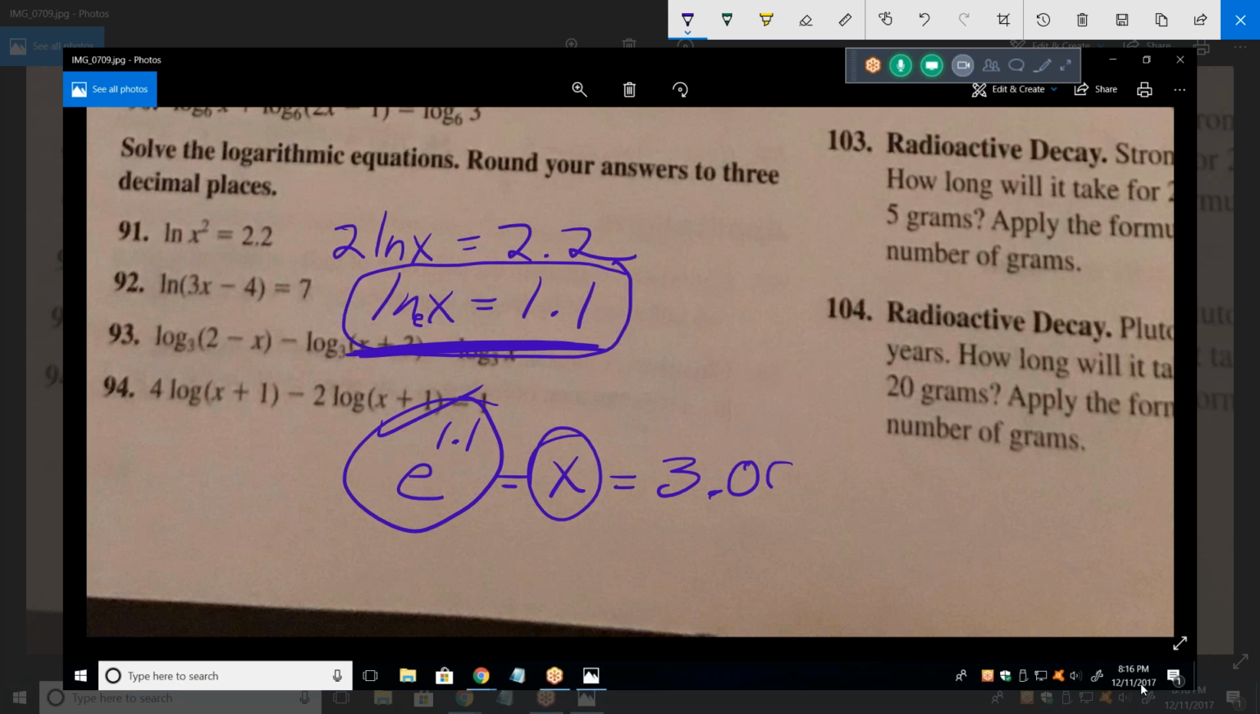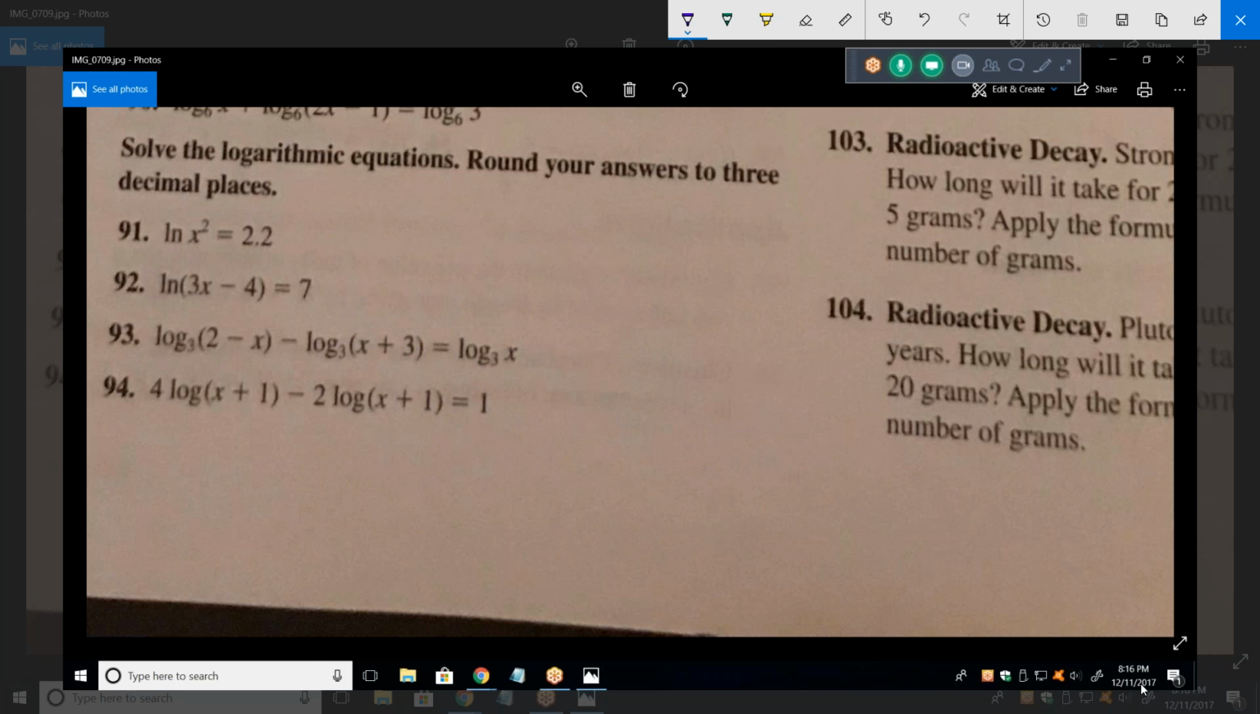So I got x is equal to 3.004. What's the 4th decimal place? There isn't one, so it's 0. Okay, so that rounds to 3 decimal places to that. That's why I needed to know the 4th one, to make sure you were rounding it properly.